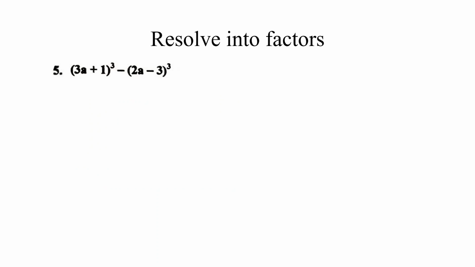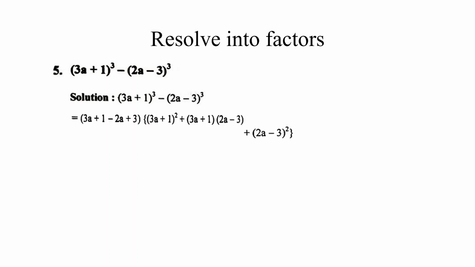Now question number 5, (3a plus 1) whole cube minus (2a minus 3) whole cube. You know the formula, a cube minus b cube equal to (a minus b) into (a square plus ab plus b square), and I have used the formula, that is first part minus second part into first part square plus first part into second part plus second part square.